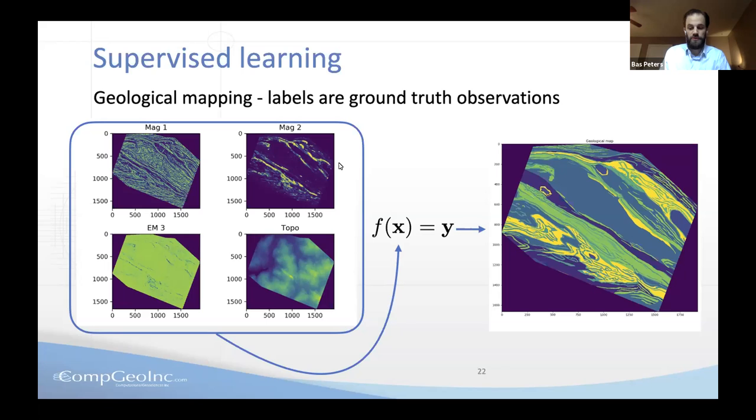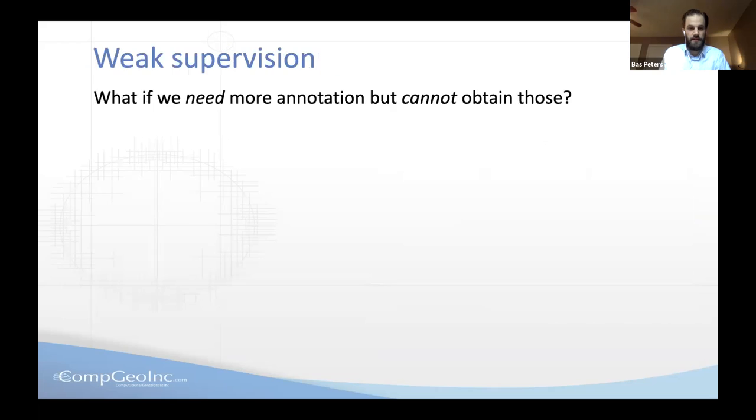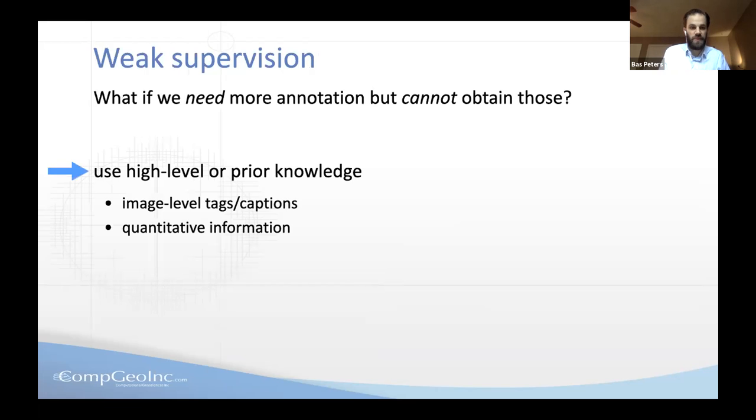And this is also a case where it would be very expensive to collect extra ground truth. In the seismic case, we also know that, of course, drilling extra boreholes is very expensive, and you cannot do that quickly anyway. So you just have to work with what you have usually. So what do we do if we don't have more annotation, but we need it?